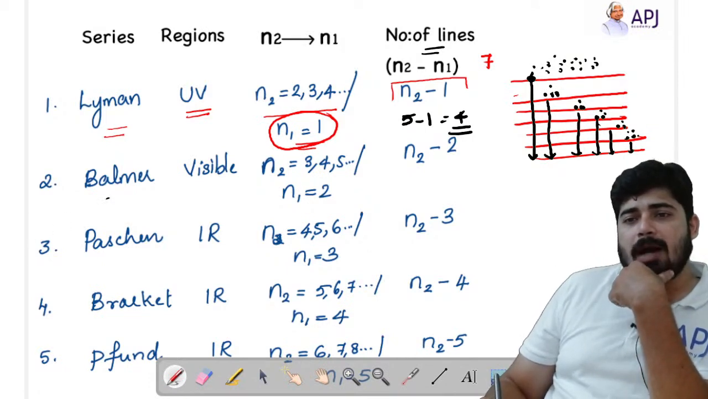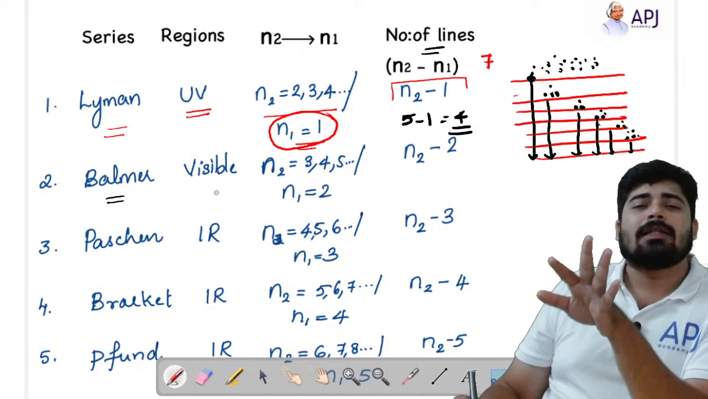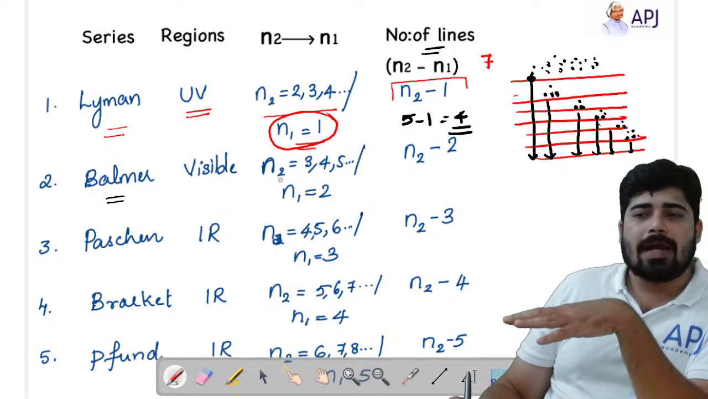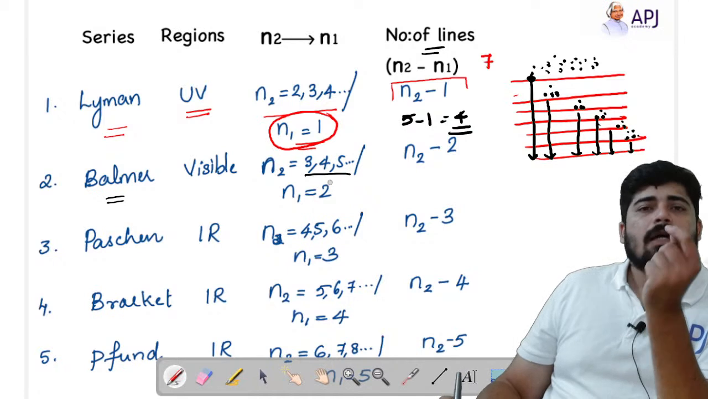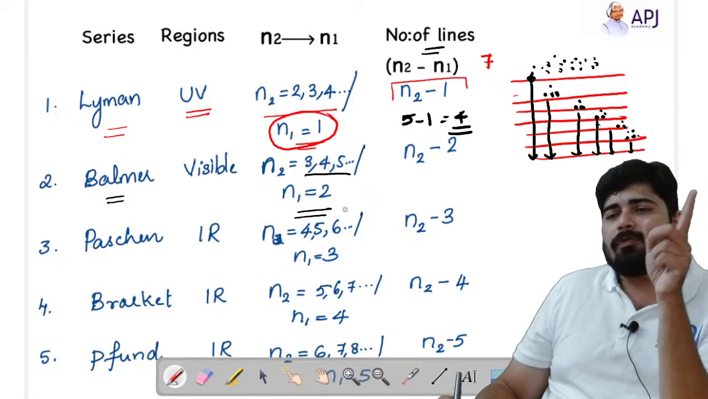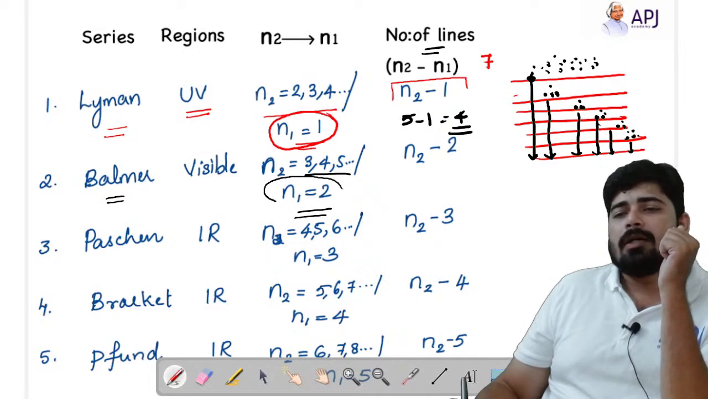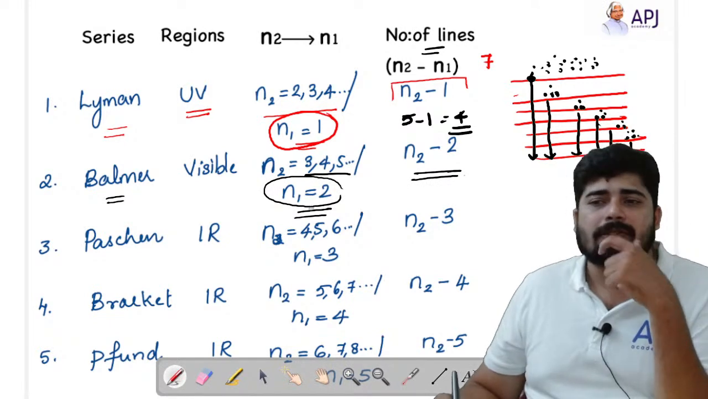Now we'll move on to the Balmer series. If you want to find out how many lines are present in the Balmer series, the equation is N2 minus N1. So N2 can be any value which can be given in your question paper, but N1 will be 2. If it is Balmer, then N1 should be 2. So N2 minus 2 will give you the number of lines present in the Balmer series.